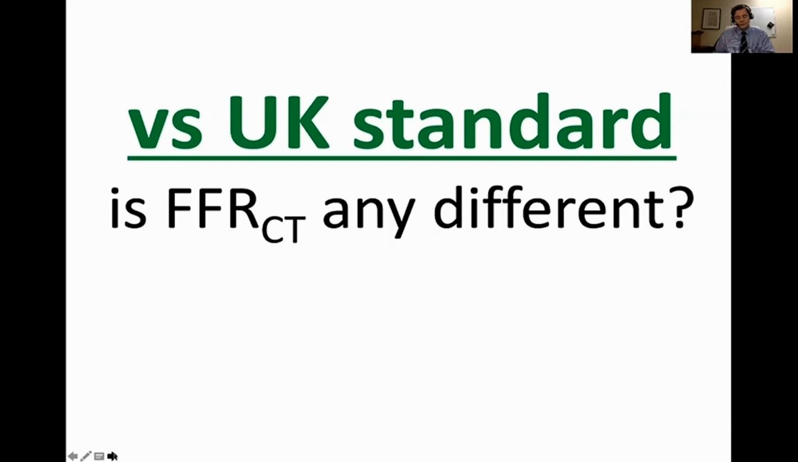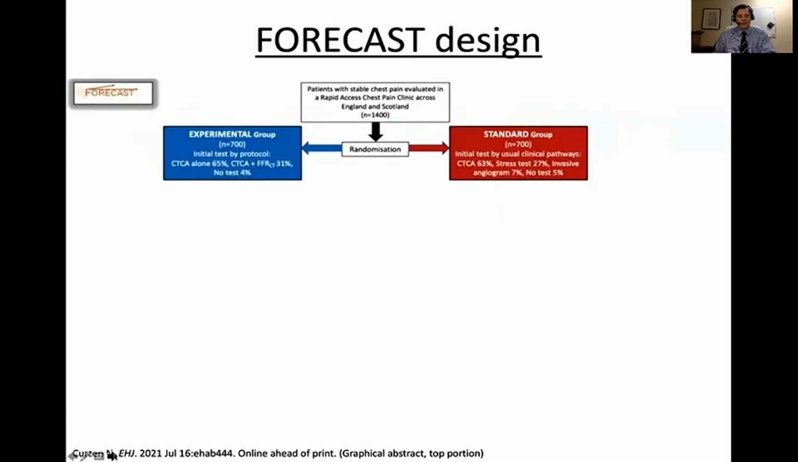So let's move over to another recent study that came out. It's called FFRct. It was done in the United Kingdom, and it asked the question, does FFRct perform any differently than what is our routine daily practice in the UK for how patients with chest pain, chronic chest pain, are evaluated. And so they took patients who came to their rapid access chest pain clinics across England and Scotland, and they had a fairly large number, about 1,400 of those kind of patients, who were then randomized into 2 groups.